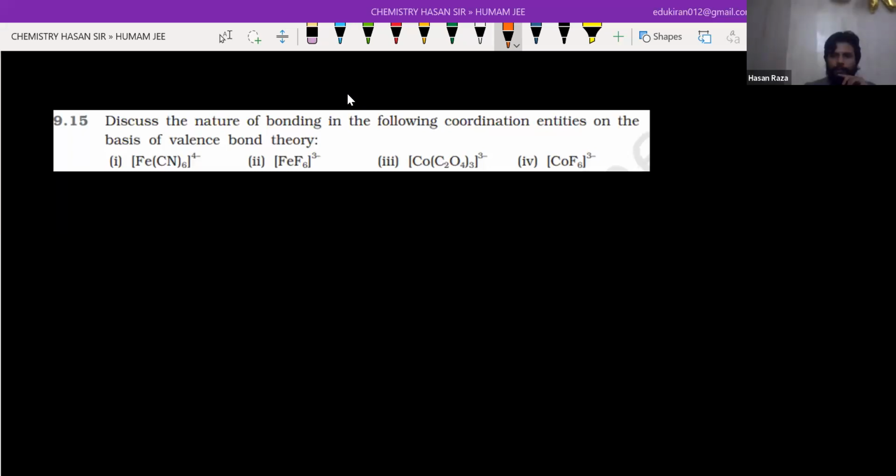Will you be able to answer this? Hybridization, geometry, nature, and magnetic moment. Discuss the nature of bonding in the following. Yes, you have to calculate.